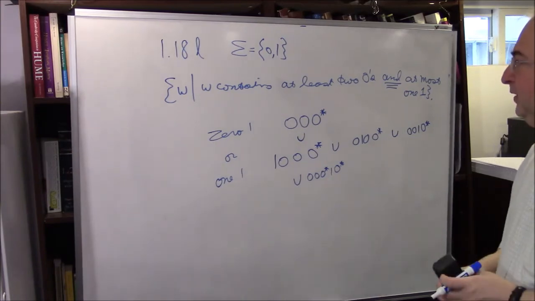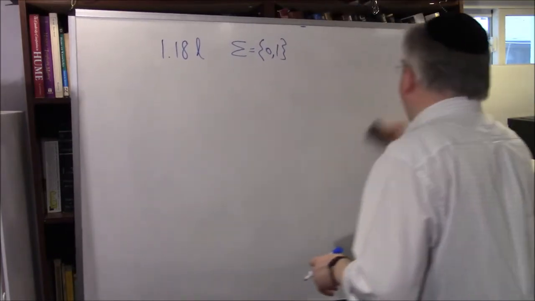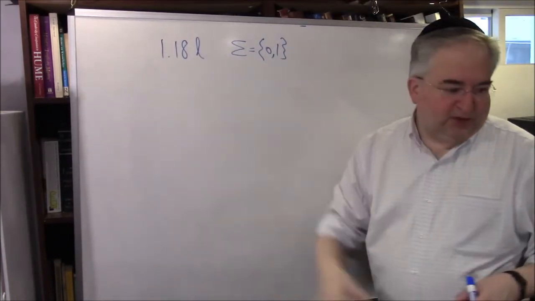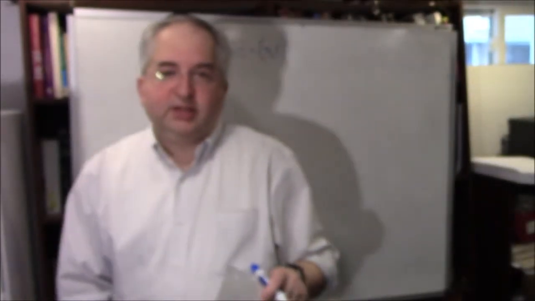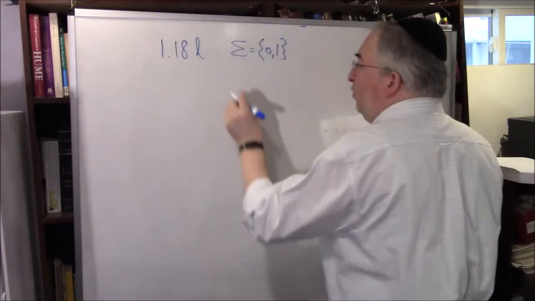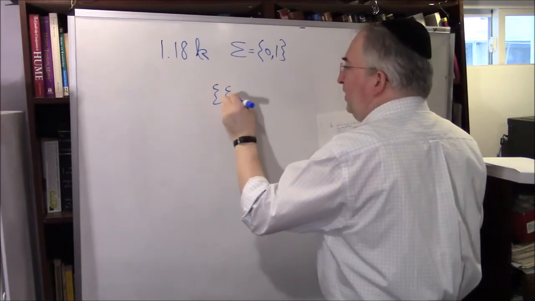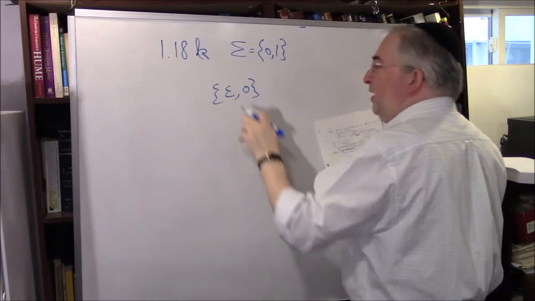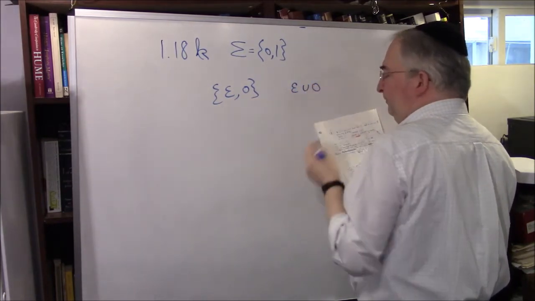Just for completeness, we're going to do the rest of 1.18. In fact, we did some of them already, but we're going to do the rest of 1.18, and for homework you're going to do the earlier parts. So let's just do this. 1.18k is the language, the empty word and 0, and that's simply the empty word or 0.